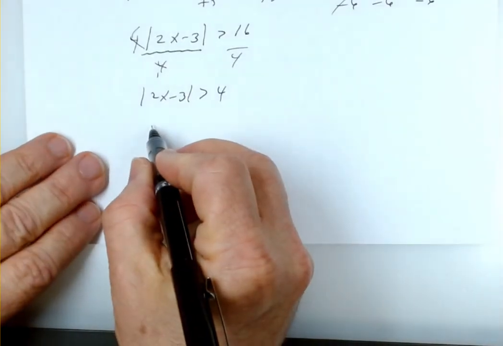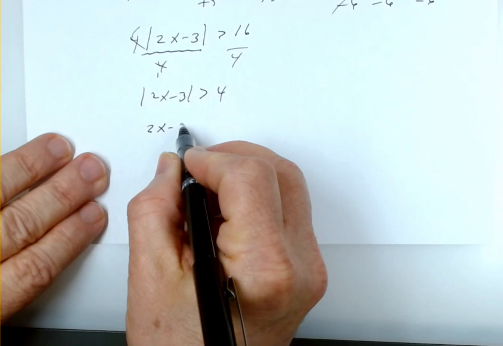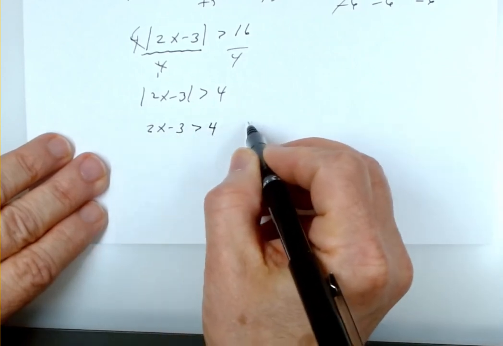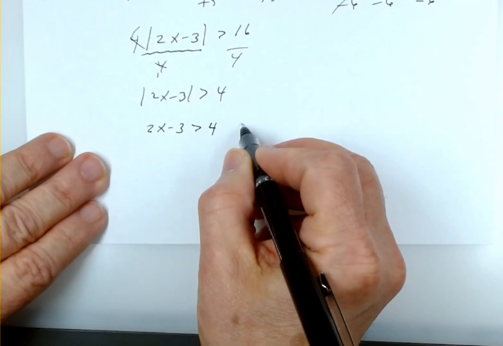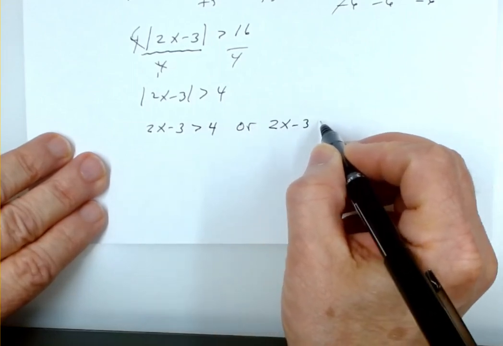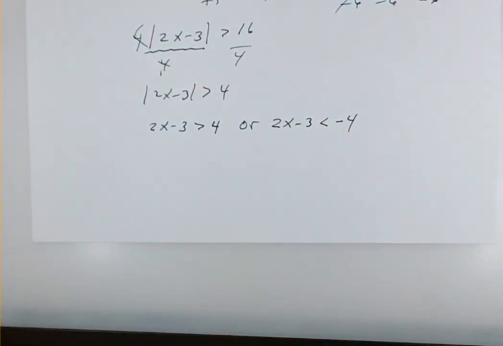So you're going to say what? 2x minus 3 is greater than 4, or 2x minus 3 is less than negative 4. And then you solve each one individually.